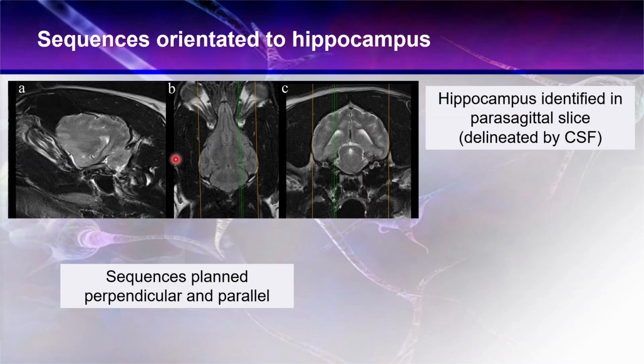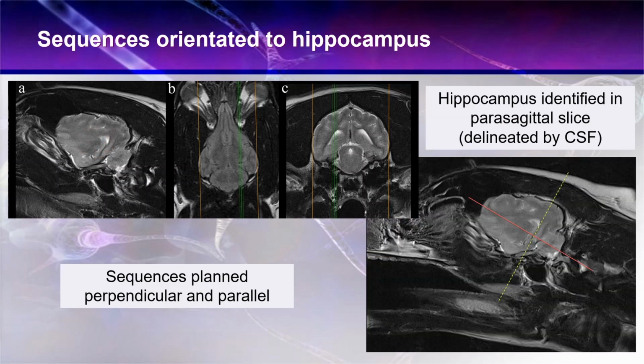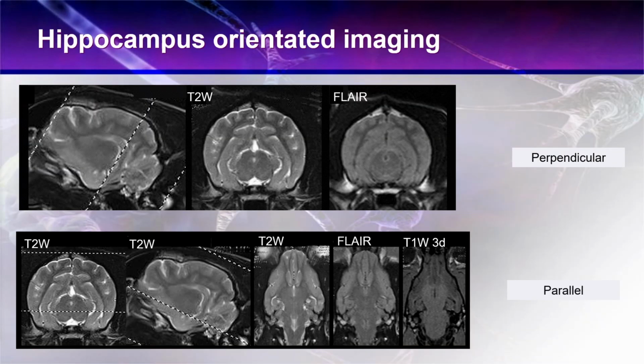So basically you get a parasagittal image like this one, where you can just see the ventricle going down there, and the hippocampus is exactly alongside going up here. So you orientate your images like that. So going along there, and that is going to be our transverse images, and this is our perpendicular images. And this is what it looks like. So these are some of the transverse images, and these are some of the dorsal images.